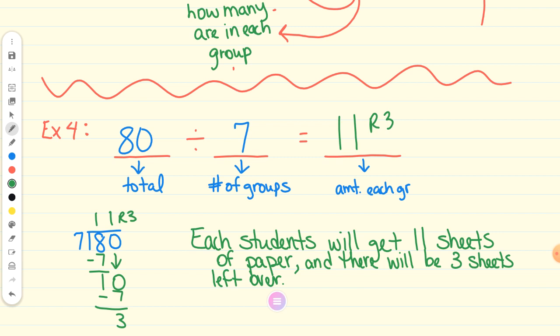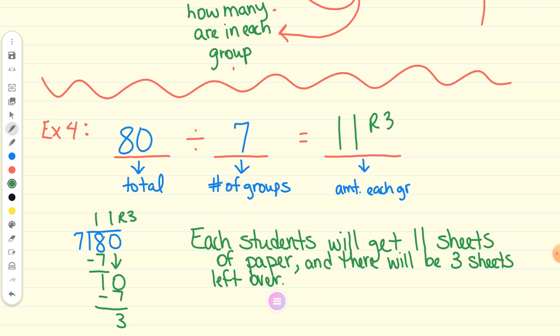You could split it equally, which we're going to get to, giving answers as decimals and fractions, and that's still splitting that leftover equally. But right now we're just leaving it as a remainder, saying that there's just that one little Debbie brownie left over. Nobody gets it because we're not causing any fights. So here, every student gets 11 sheets, and then there's just three extras sitting on the side because they don't have enough to split between all seven students.